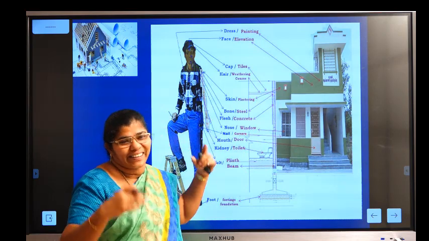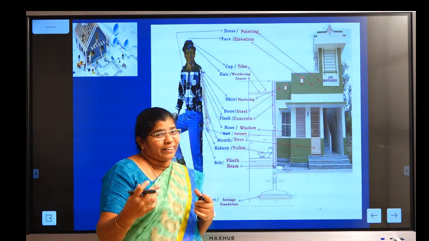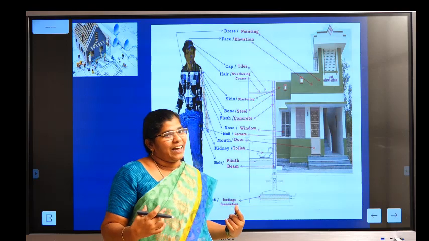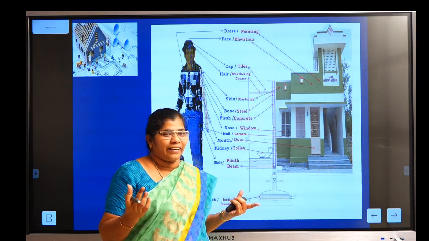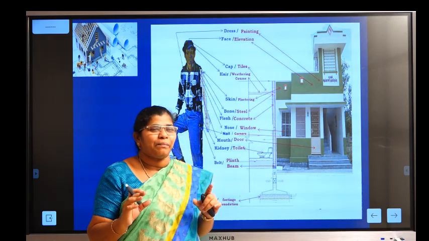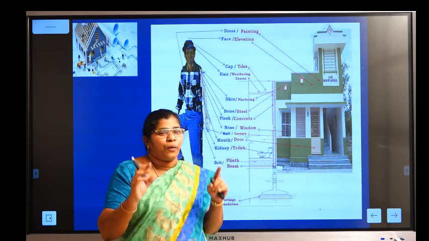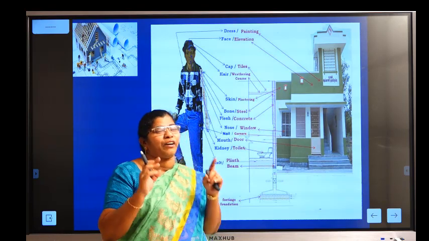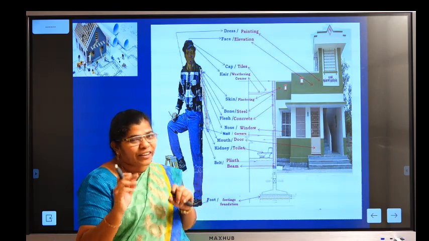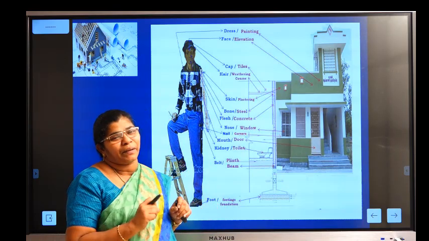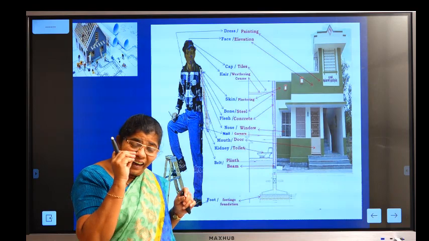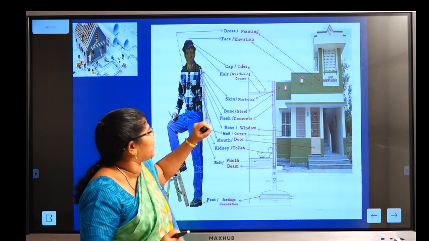And the next one, it is the skin, the plastering. You just imagine yourself without a skin. How will it look? Ugly, na? So the plastering is very important. How beautiful your building looks is based on the type of plastering you go in for, the type of paint, the type of distempering, and the coloring that you choose. Everything is very important.